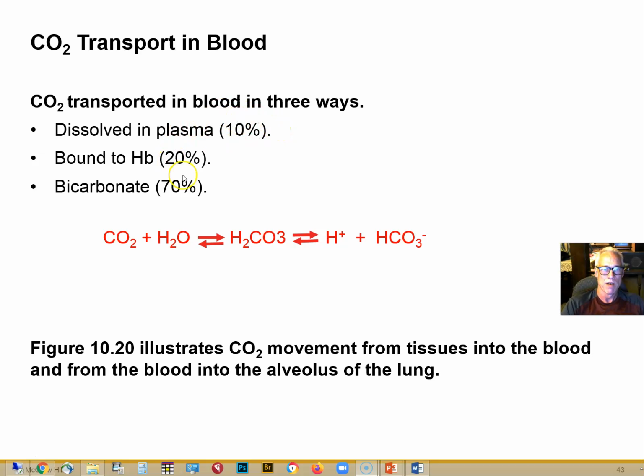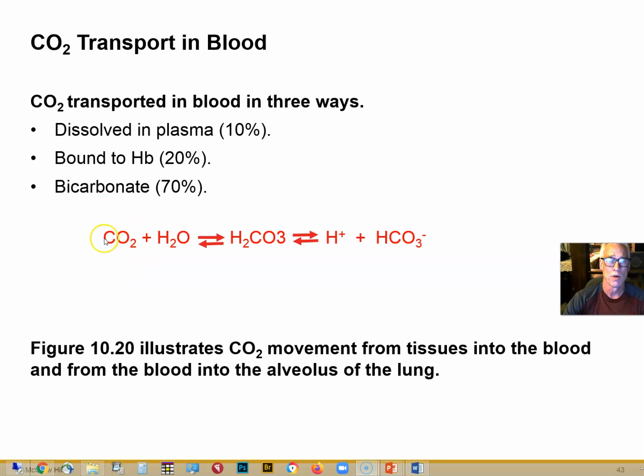All right, so 10% of CO2 is dissolved, and 20% of CO2 can bind to hemoglobin, can stick to all the side chains of the protein, not to the oxygen binding site, but stick all over the hemoglobin protein. There's so much of it, it can bind up a bunch of CO2. But the majority, greater than 2/3 of the CO2, is carried as bicarbonate ion in the blood.